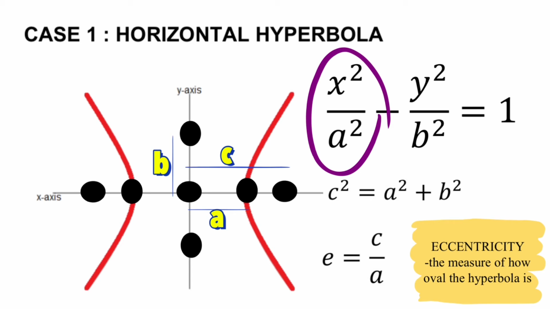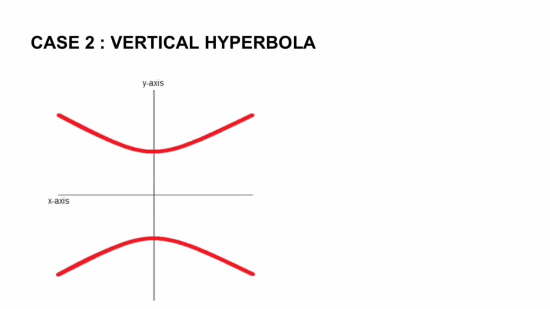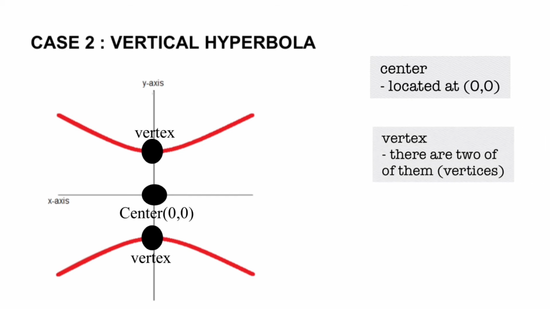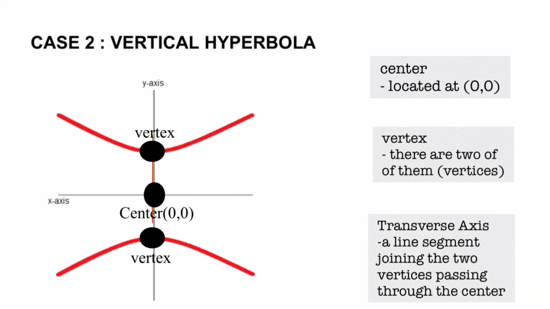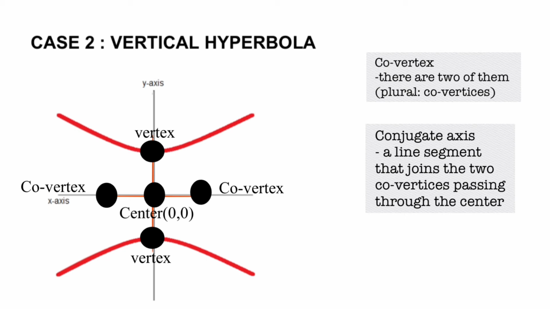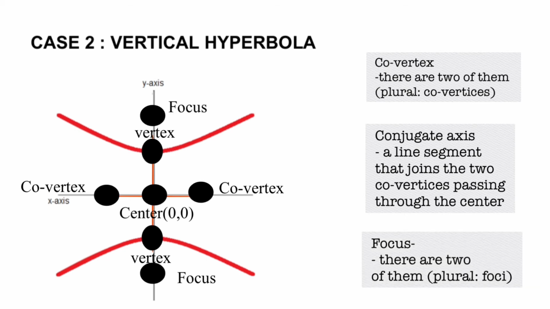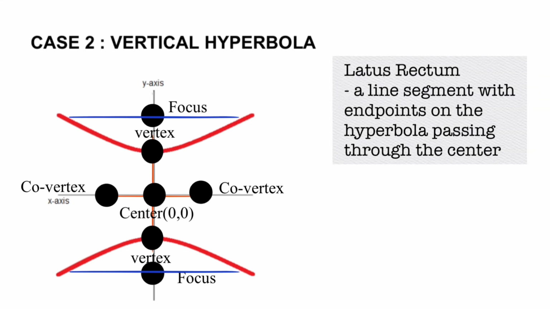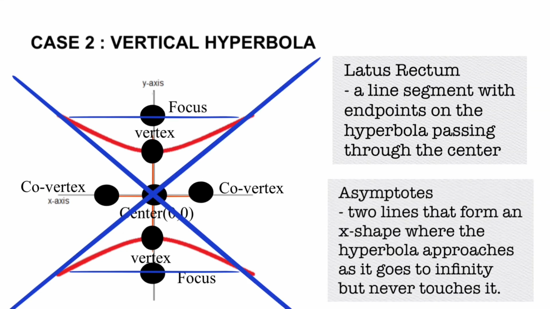Now, let's look at the second case of a hyperbola, which is the vertical hyperbola. In the vertical hyperbola, we still have the same parts. We have the center, the two vertices, the transverse axis, the co-vertices, the conjugate axis, the two foci, the two latus rectum, and the two asymptotes.